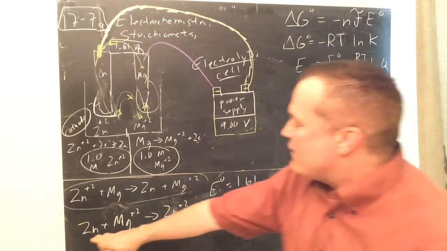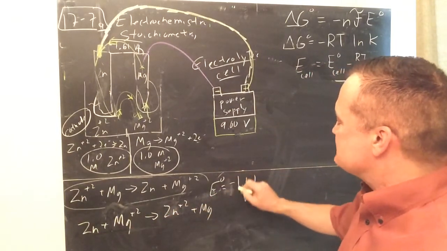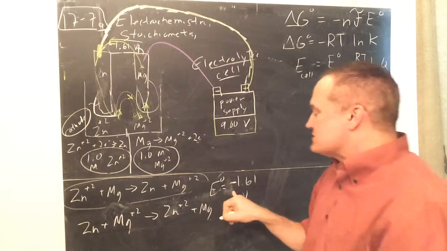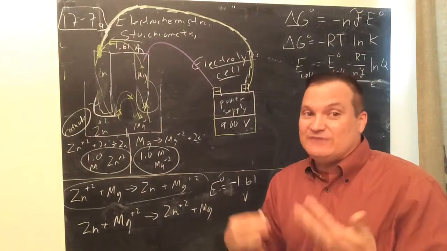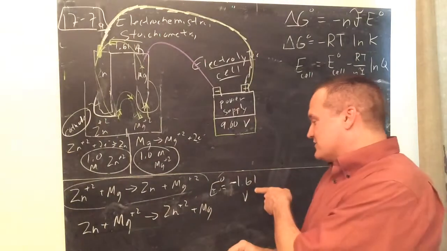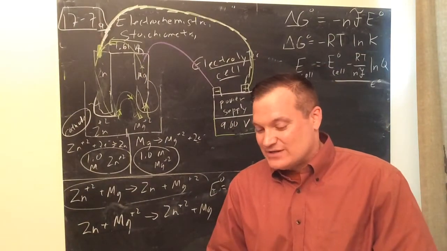So now, if you calculate E for that reaction, it is negative 1.61. Negative. So in other words, that will not occur spontaneously. That will not occur thermodynamically favorably. You have to force that to occur by putting a power supply in it. That is an electrolytic cell.